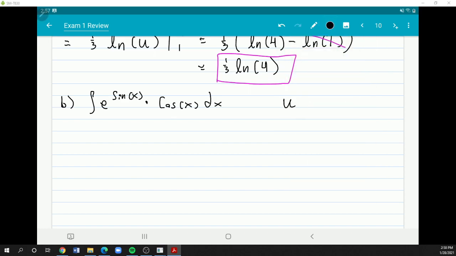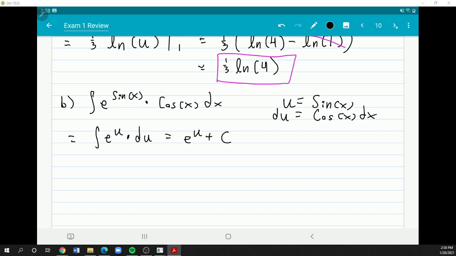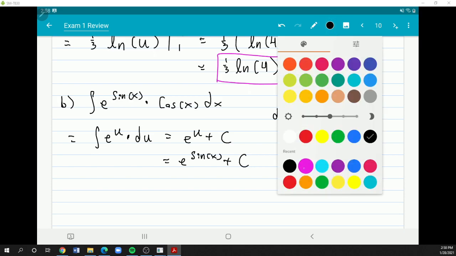So let's do that. Let u be equal to sine x. du, the derivative of sine x, is cosine of x dx. So this integral just becomes the integral of e to the u, cosine x dx, that's perfectly du. And so I get this integral is e to the u plus c. But now I go back and plug in what was u. So this is e to the sine of x plus c.